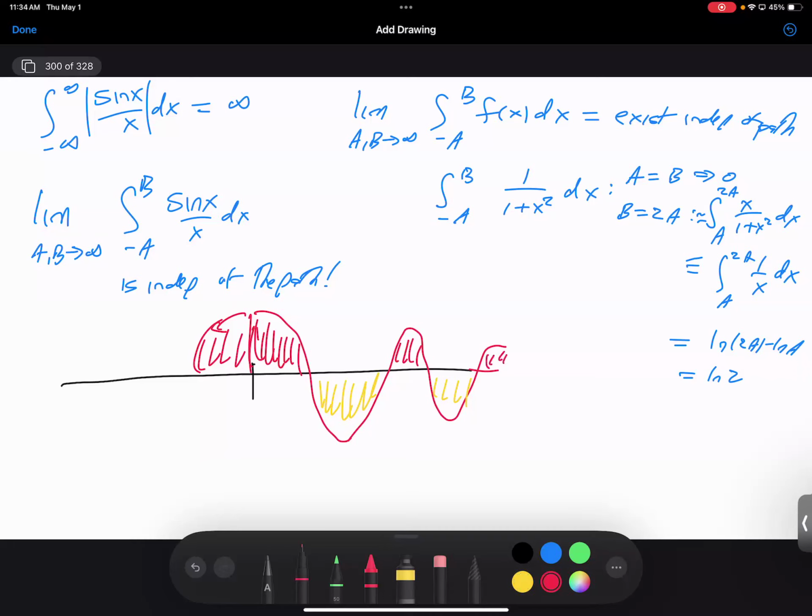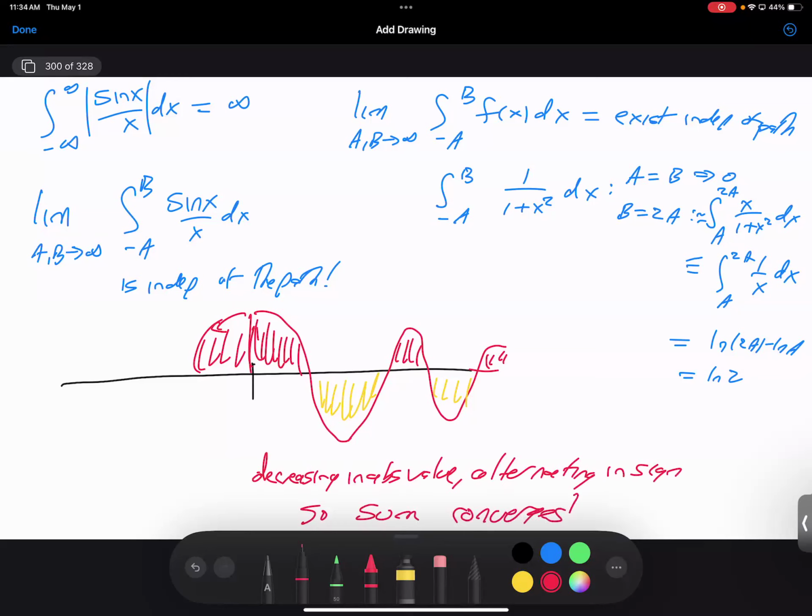And if I look at these numbers, this is decreasing in absolute value, alternating in sign. So the sum converges. So this is a nice theorem from analysis. If I have a sequence of numbers of decreasing absolute value, alternating in sign, then the sum converges. And so I could do this also on the other side as well.